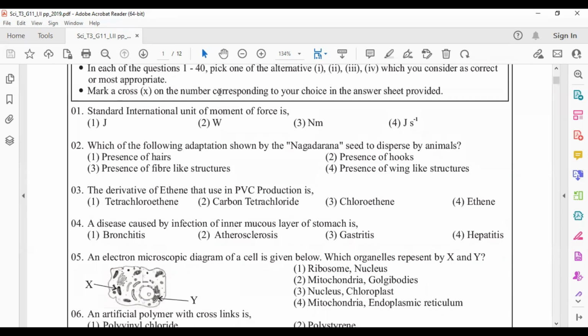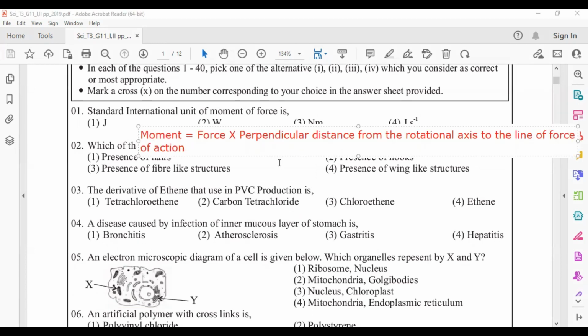I'm going to write the equation to find the moment. This is the equation for the moment. Force is measured in Newtons. This perpendicular distance is measured in meters. So the unit of moment is Newton meters.